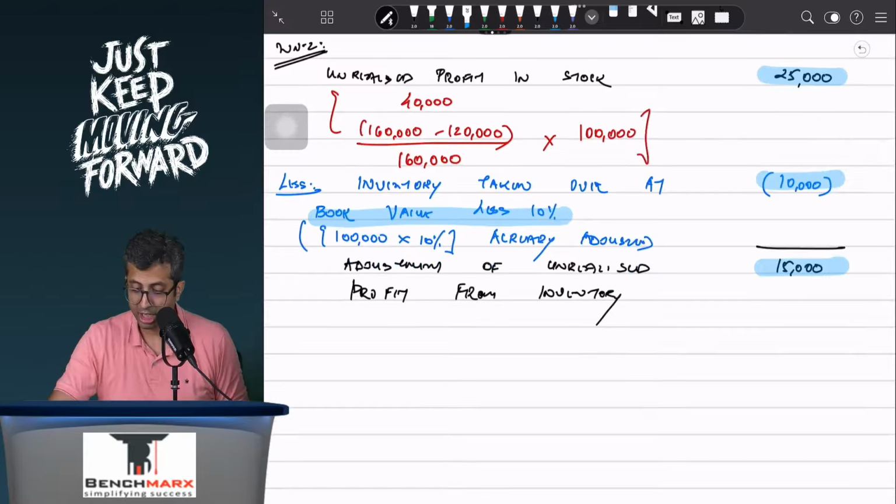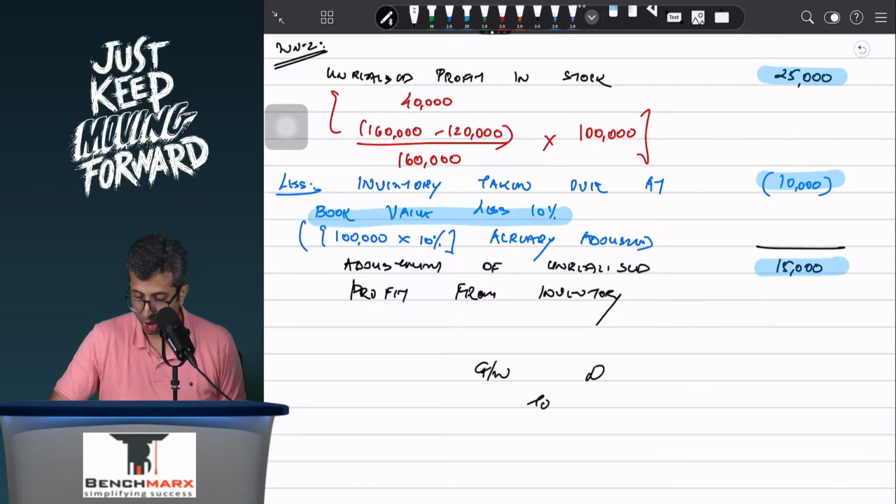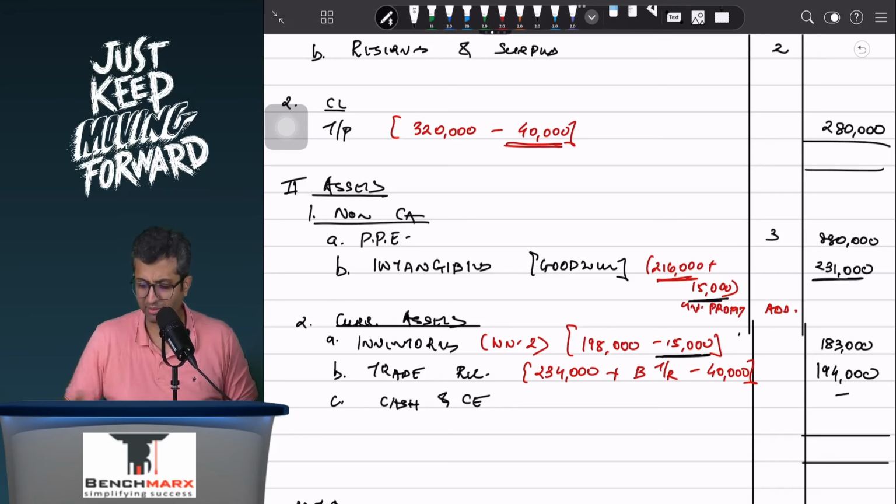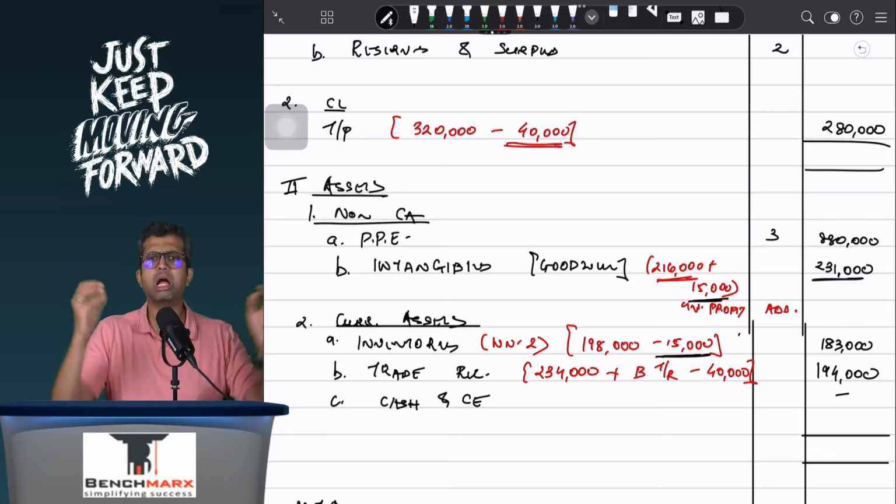For this your entry over here would be goodwill account debit to inventory. So yes, you will credit the inventory by 15,000, but at the same time you will debit the goodwill. With the 2,16,000 goodwill plus 15,000 will be 2,31,000, and in inventories you will subtract 15,000. The adjustment for 15,000 over here is very important, which is unique to this question only because here there's an unrealized profit in the inventory, and also the inventory is taken over at a 10% lower value. Both of them come together only in this question.